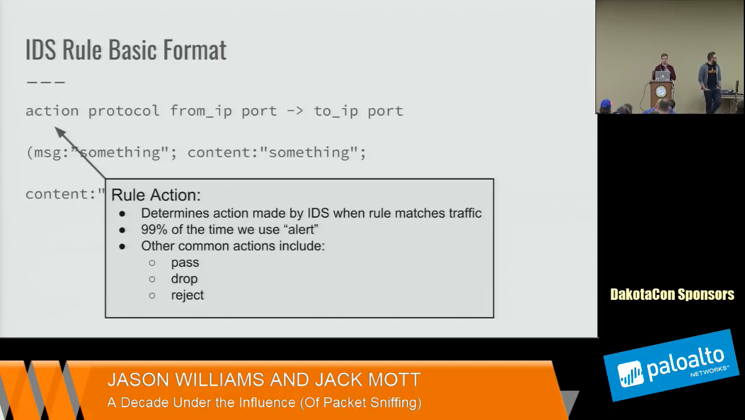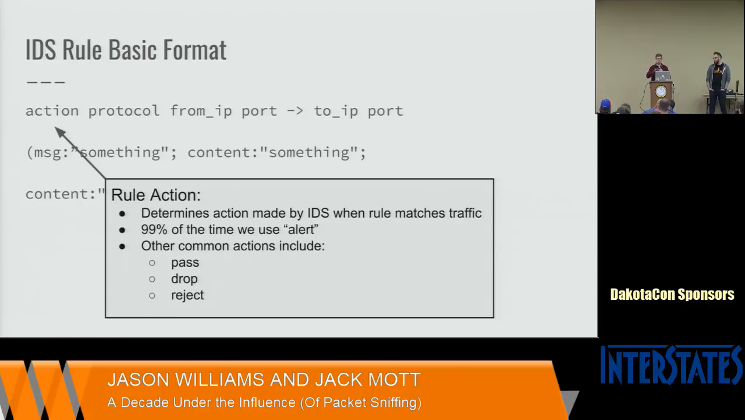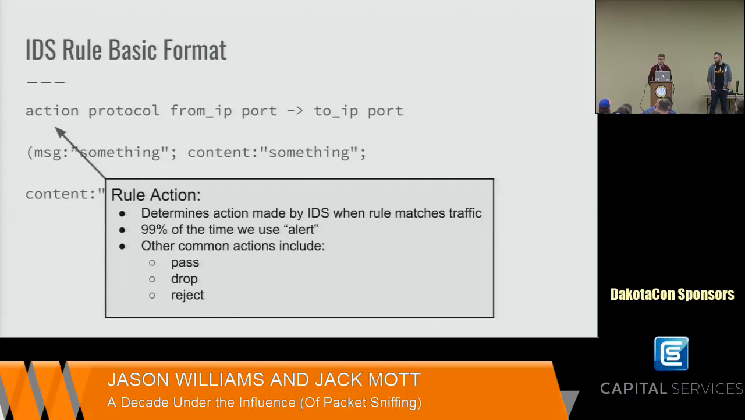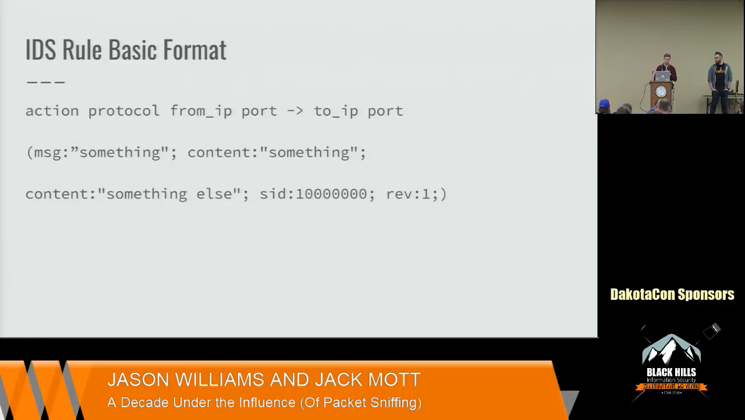99% of the time, we just say alert, because where we sit, we can't really dictate what you want to do with your network. But if you're in your network and you say, I never want these rules to pass or to be allowed, you can use something like drop. So you can tell the engine, if this rule matches, just drop it. There's also reject, and then there's also pass. So if it's something that we don't care about, let it go through. But again, this is just telling the engine, what do I do when I see this evil traffic?